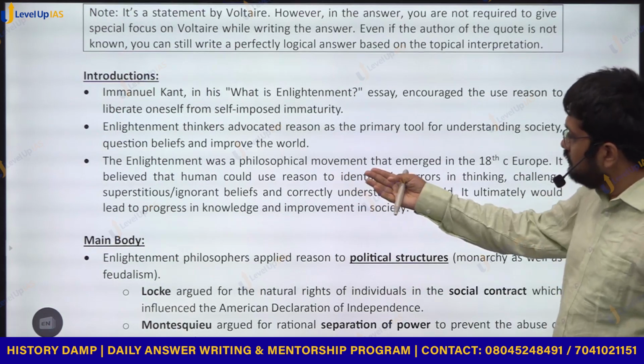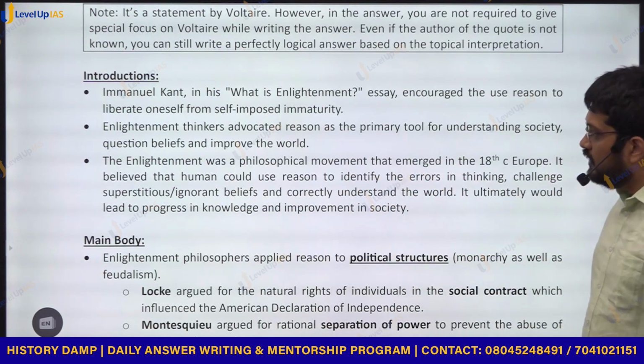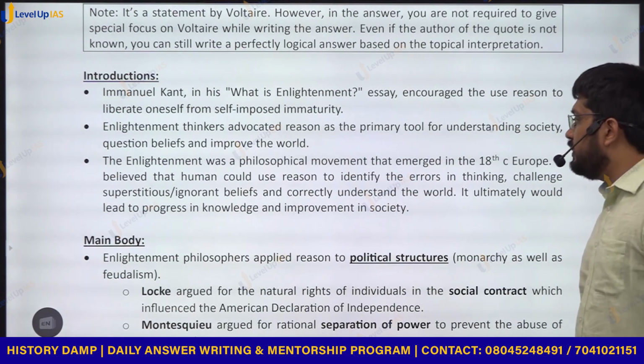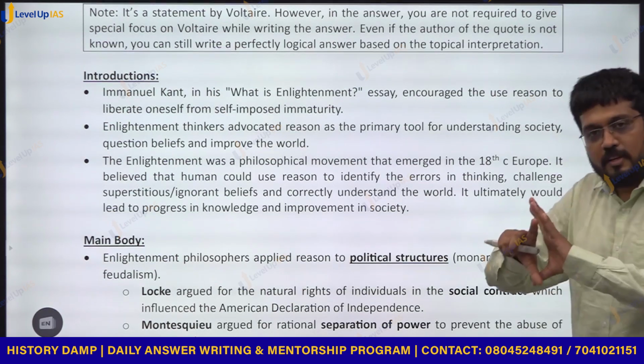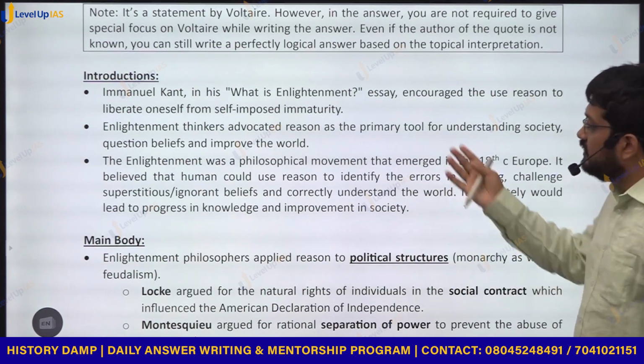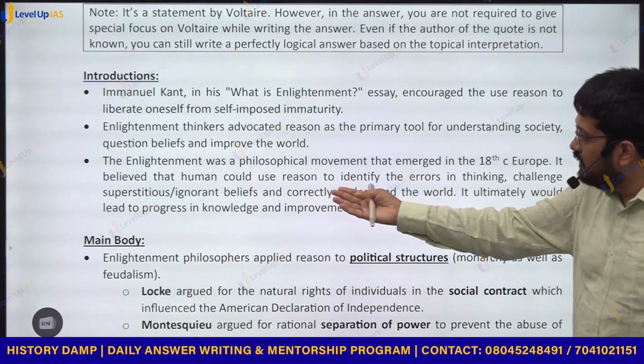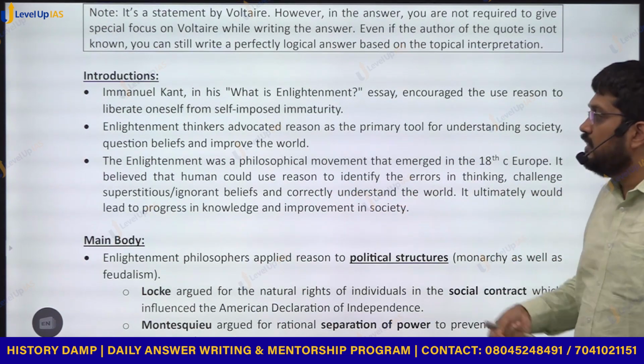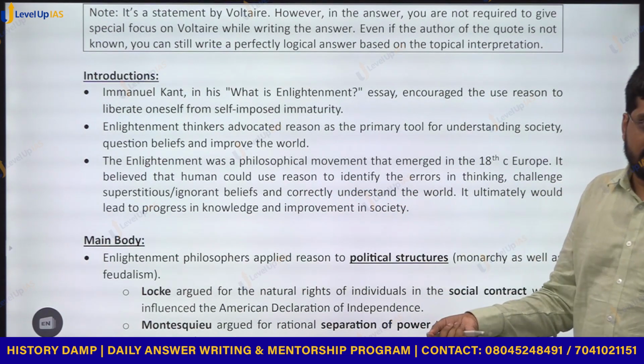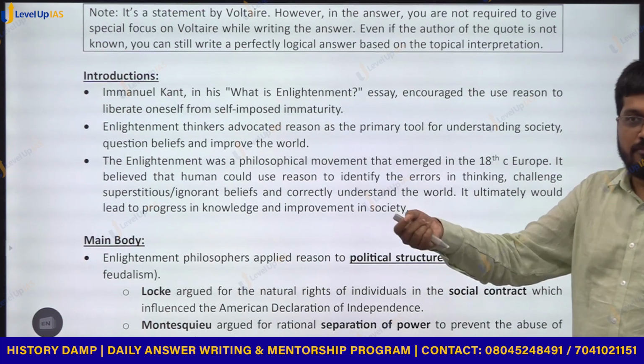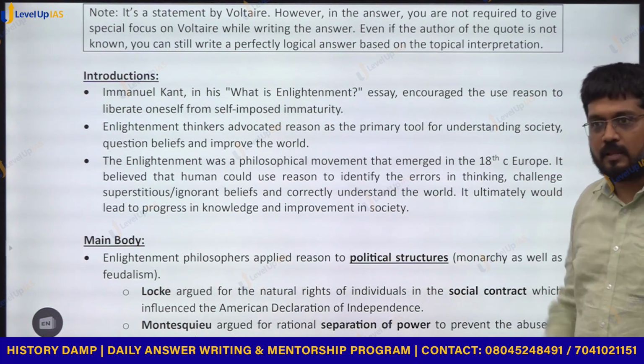Enlightenment was a philosophical movement that emerged in 18th century Europe. It believed that human could use reason to identify the errors in thinking. Again, उसको आप elaborate करोगे. Identify the errors, challenge the superstition, ignorant beliefs, and correctly understand the world. Ultimately, the idea of progress and perfectibility of human. So ठीक है, but idea of progress is the primary thing.